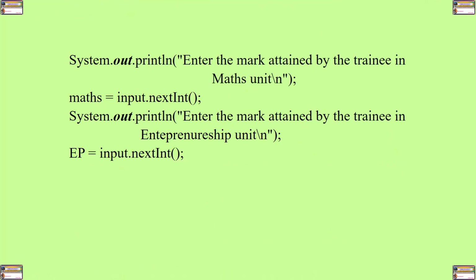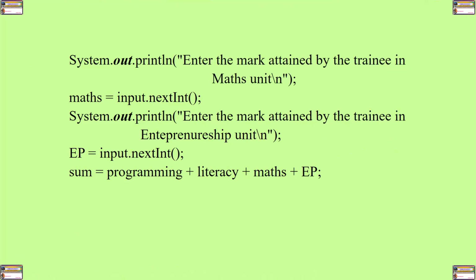That will be read by the function called nextInt through the object called input, and the value generated will be stored in the memory location called entrepreneurship, or EP. Next, the statement for computing the sum of the values entered under EP, months, literacy, and programming will be executed.